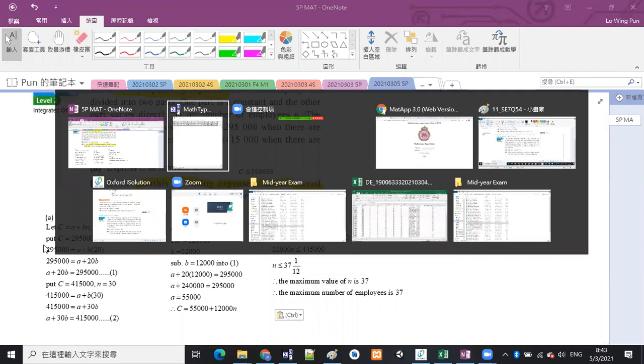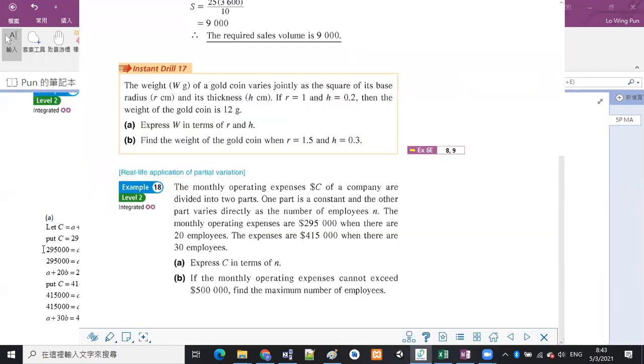So please do instant drill number 18. I give you 5 minutes.